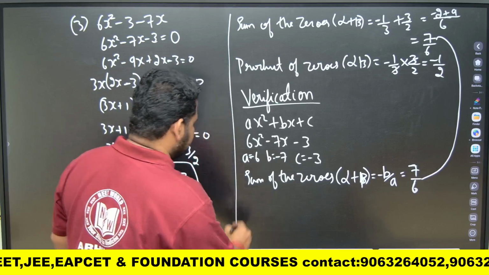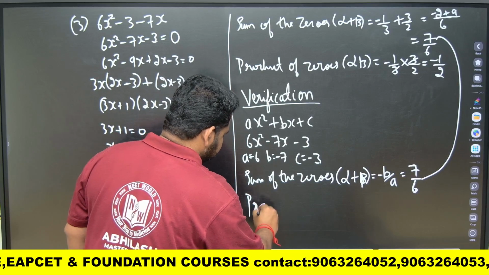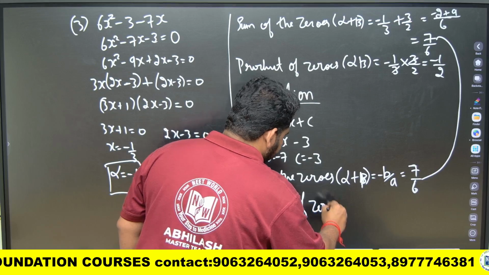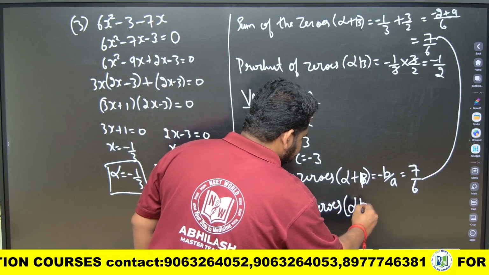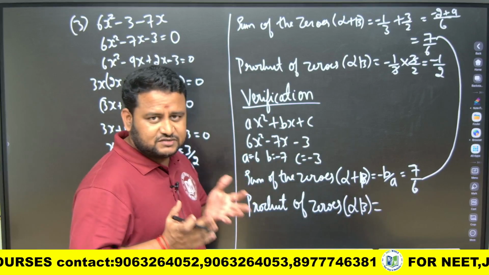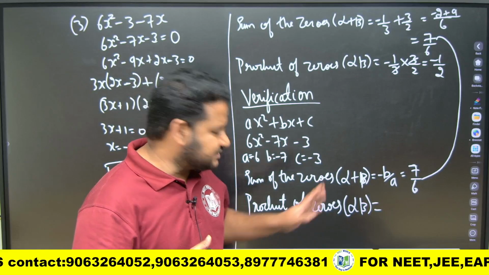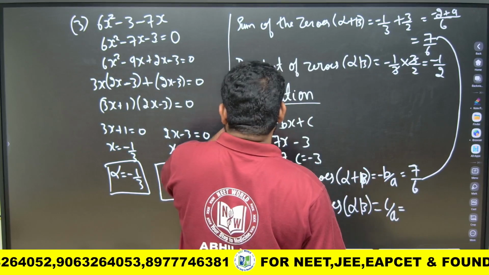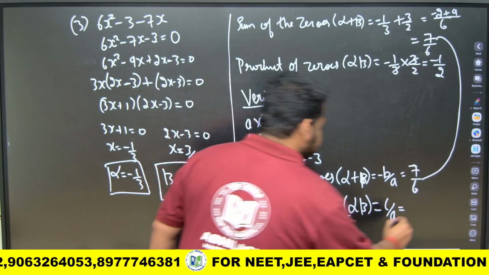Now let us look at the product of the zeros. Product of zeros is alpha into beta. What is the formula, friends? Please tell me. Product of zeros is c by a. So c by a is what? What is the value of c here? C here is minus 3.